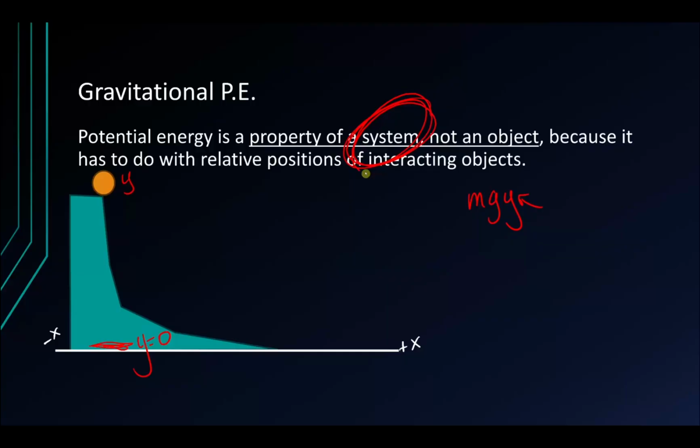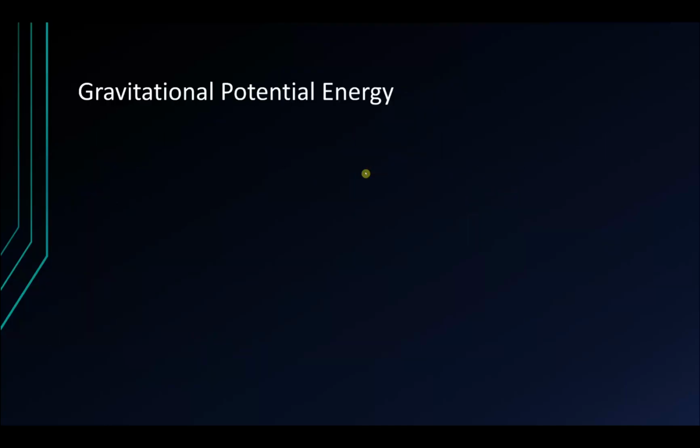And if it's a property of a system, that means that potential energy can have different values depending on how we choose to define our coordinate system. So this is a great example of that. Let's say that I have a person standing on the ground and they're holding a ball up in the air at 5 meters above ground level. And they are going to drop this ball into a well. And the well is negative 15 meters deep.